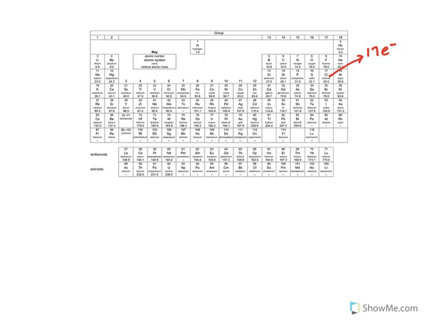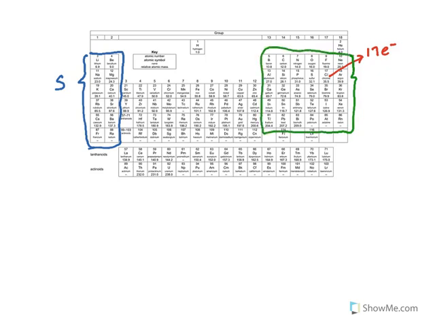Please pay full attention. By the way, you need to know this part over here is called the S block. Of course, this part is the S block. And then this part over here is called the P block, right? And finally, this block here is called the D block. So S block, P block, and D block.